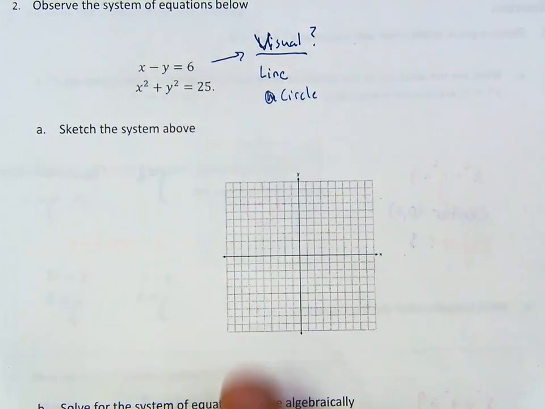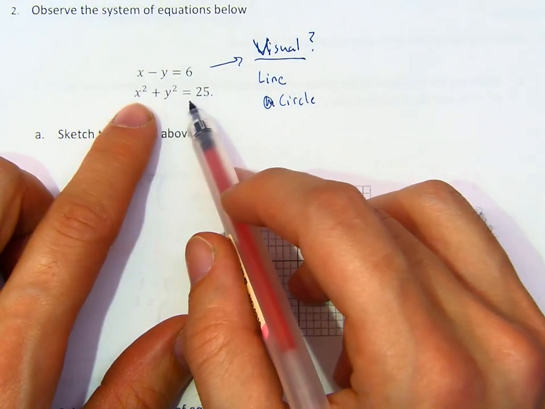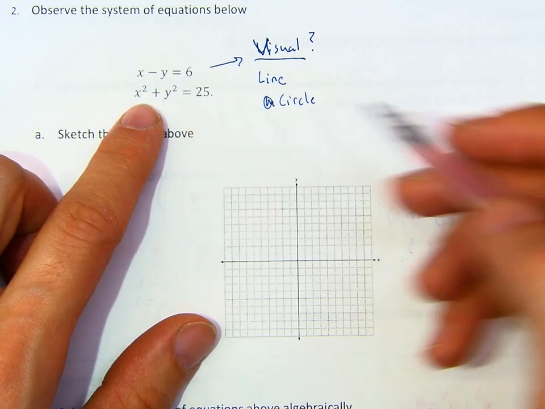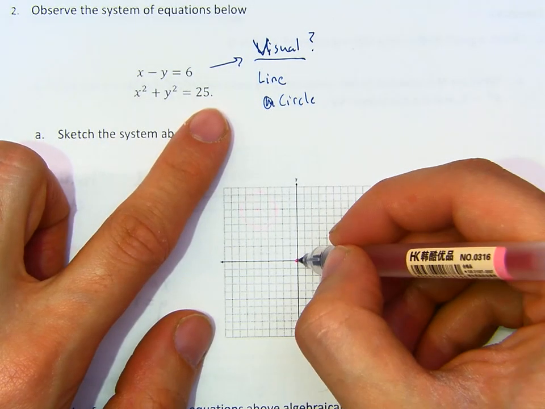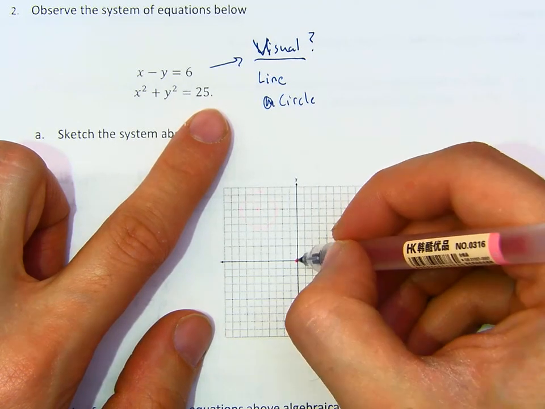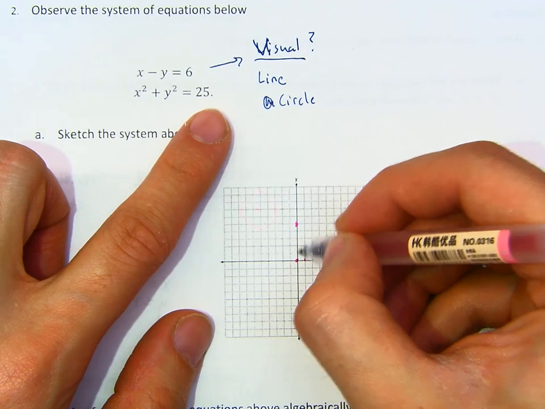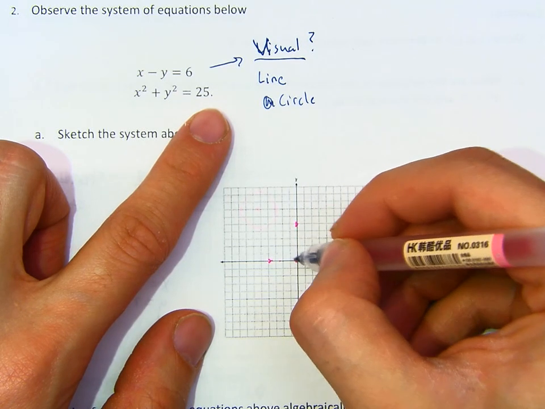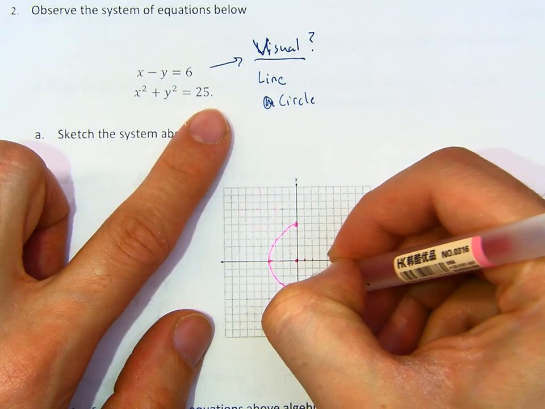Well, let's try and sketch it so we just have an idea, okay? Now, which is the easy one to draw for us right now? It should be this one, right? How do you draw this circle? The center is 0, 0, and what's the radius? 5. So you just go 1, 2, 3, 4, 5 to the right, 1, 2, 3, 4, 5 up, 1, 2, 3, 4, 5 to the left, 1, 2, 3, 4, 5 to the bottom. Okay, and here's our circle.